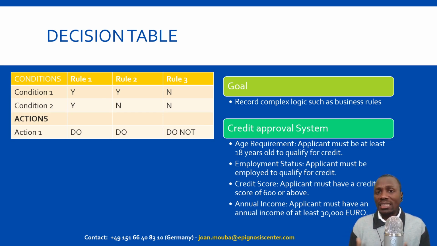So here, practically, we will use Claude AI in order to build a decision table for a credit approval system that has 4 rules. The applicant shall be at least 18 years old. It should be employed and should have a credit score of at least 600, and also an annual salary income of 30,000 euro. Let's now move into Claude AI.